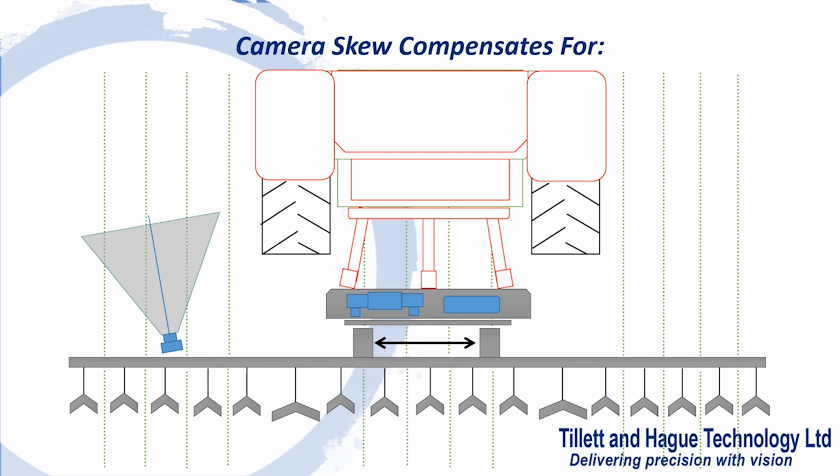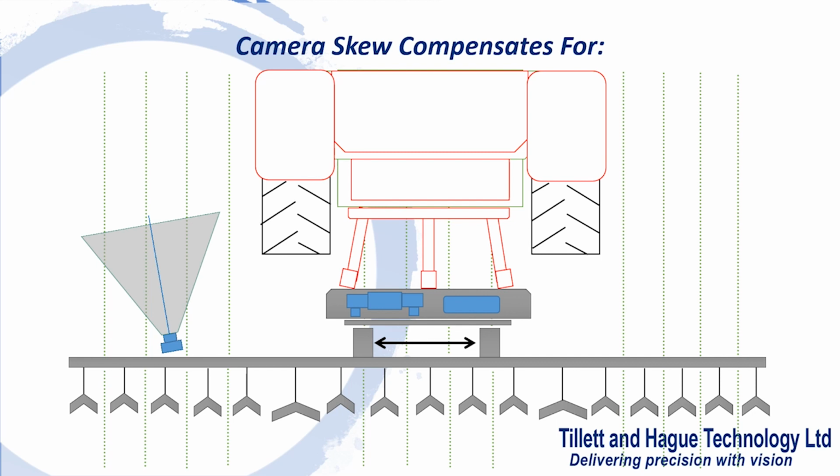However, a camera skew greater than 3 degrees is not acceptable, and its causes should be investigated. If a machine has multiple cameras, each camera will learn its own skew value.